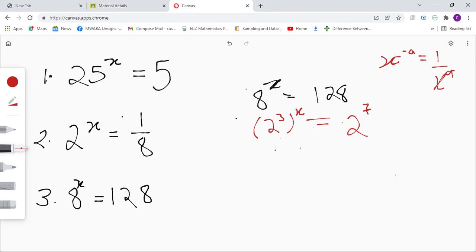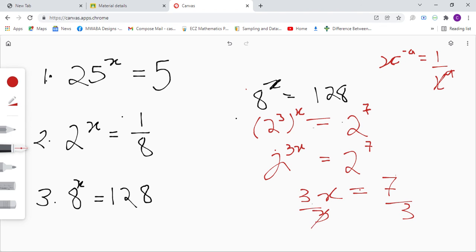So first we're going to multiply these powers. 3 times x is 3x. We're going to have 2 to the power 3x equals 2 to the power 7. Right? So we've got the same bases. Now we're just going to work on the equation on top. So we're going to have 3x equals 7. We divide both sides by 3, and we get x equals 7 over 3.